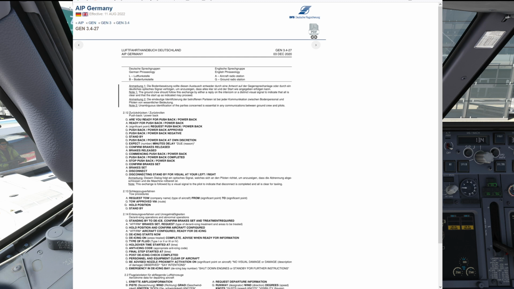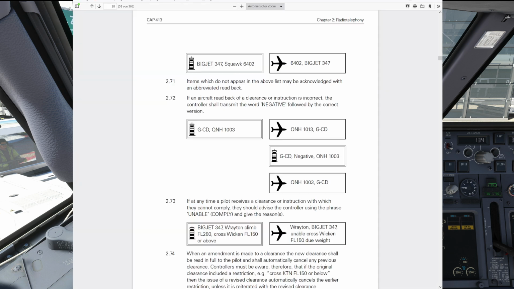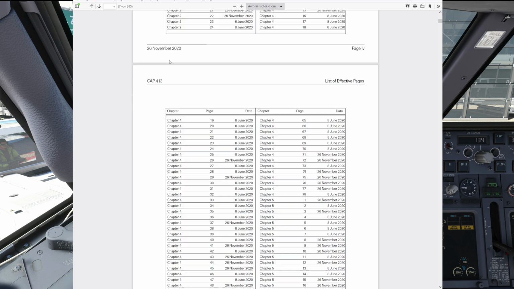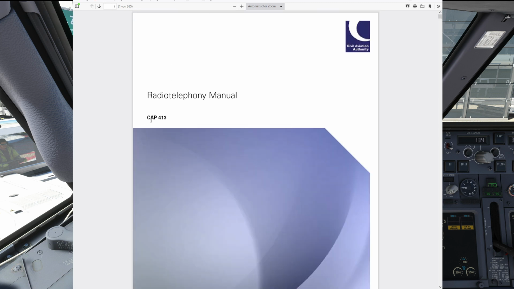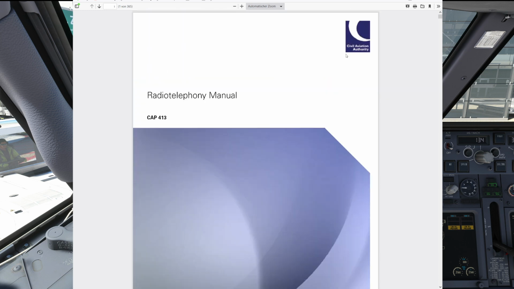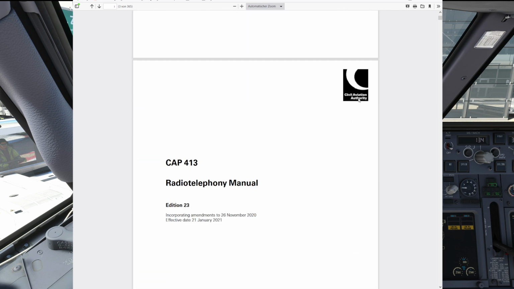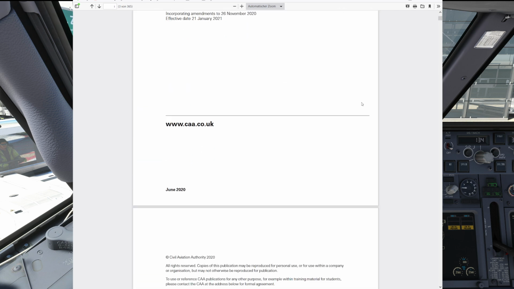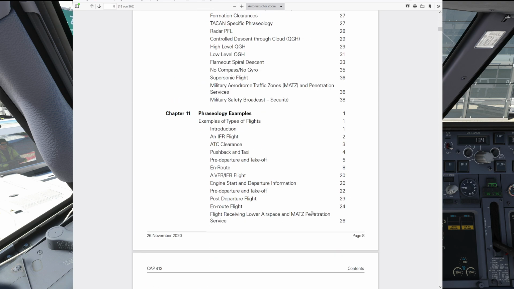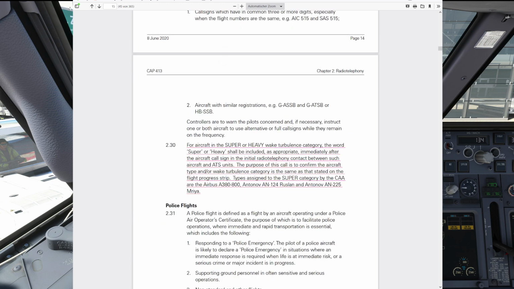Let's quickly talk about another really handy source of information in case you don't like the AIP Germany, and that is the AIP of the United Kingdom. If you Google for Charlie Alpha Papa 413 Radio Telephony Manual, you're going to find the Radio Telephony Manual of the UK Civil Aviation Authority. They've made a really good job bringing up the visual representation in here, and they have some very nice ways of explaining things in here.